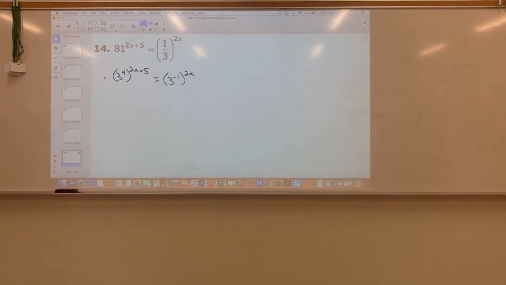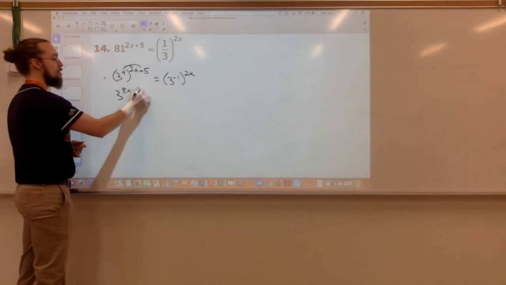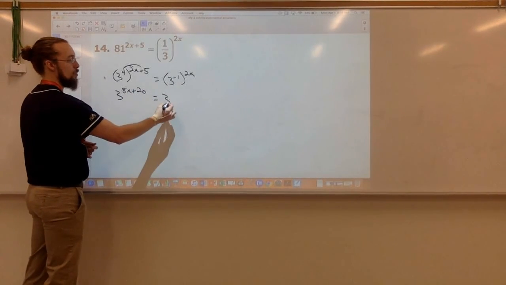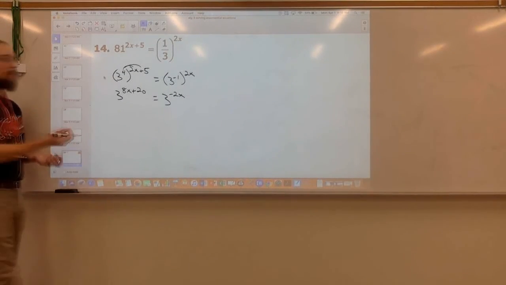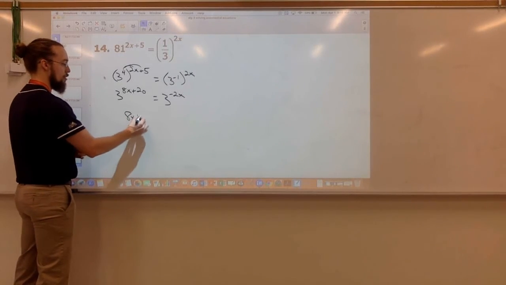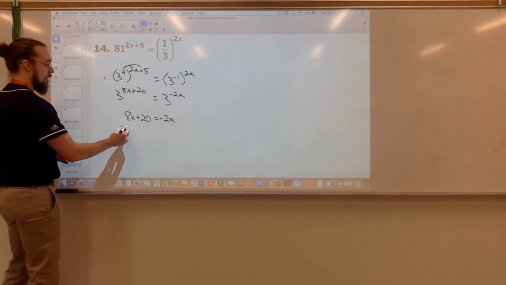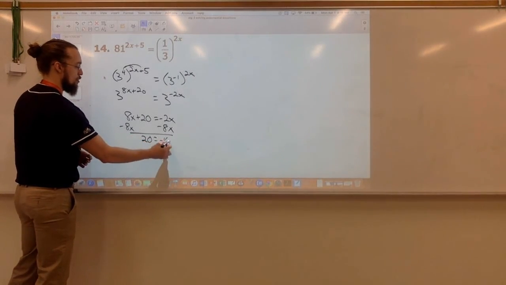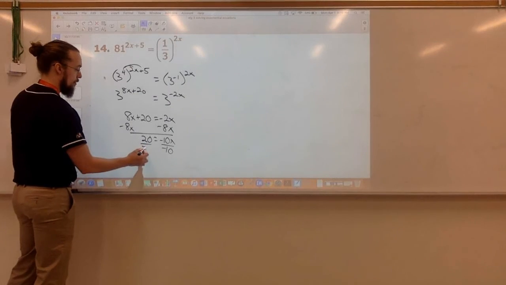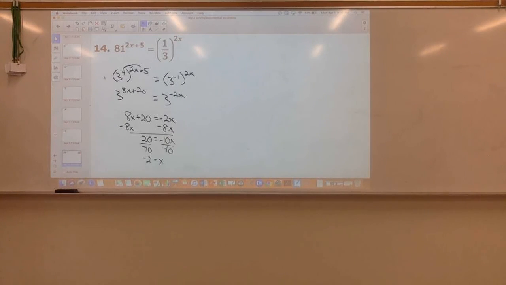So I can rewrite my equation like this. Now I can multiply my exponent through. So this would be 3 to the 8x plus 20 equals 3 to the -2x power. Then just set these exponents equal. So 8x plus 20 equals -2x. Get the variables on the same side. So 20 equals -10x. Divide by -10, and we get x equals -2.